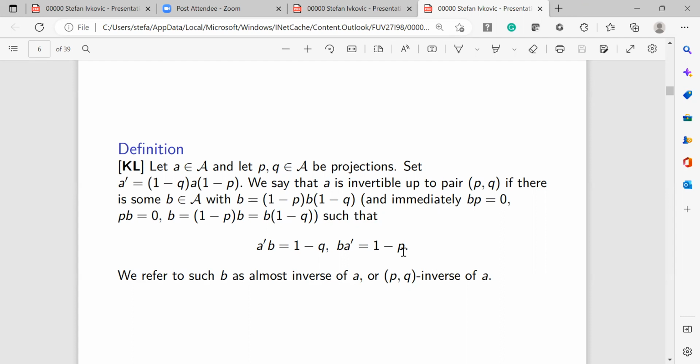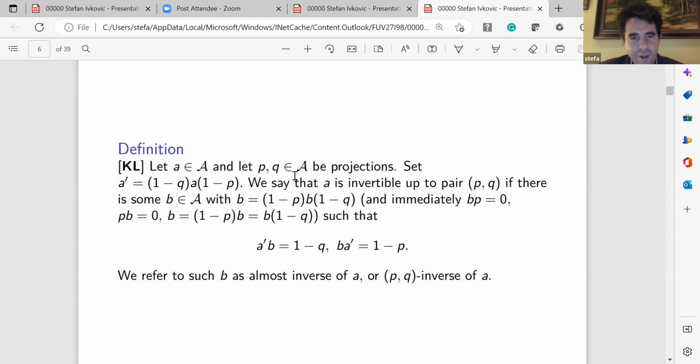As I said, illustrative is to think that your element A, when you have these two projections, then you have a decomposition and you can write a 2x2 matrix of A with respect to this decomposition. P on one side, the Q on the other side. And then you find that the left upper corner is invertible in this matrix. This is what it is. Okay, thank you for the question.